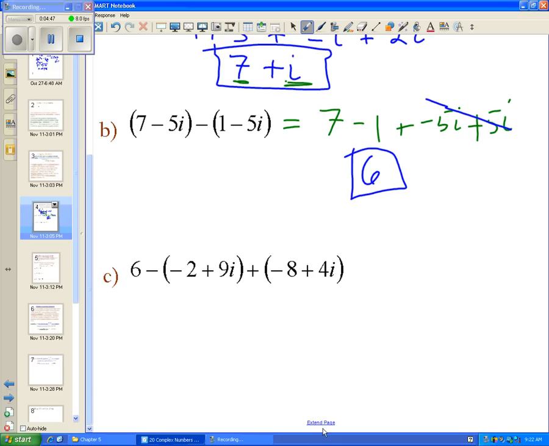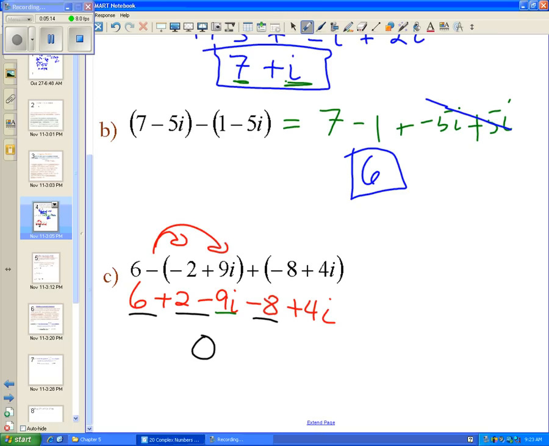Again, what I'm going to do is make things a little easier on myself, and I'm going to distribute the negative into the parentheses. So it's 6 plus 2 minus 9i minus 8 plus 4i. Combine like terms: I'm going to combine the 6, the 2, and the negative 8. 6 plus 2 is 8, minus 8 is 0.